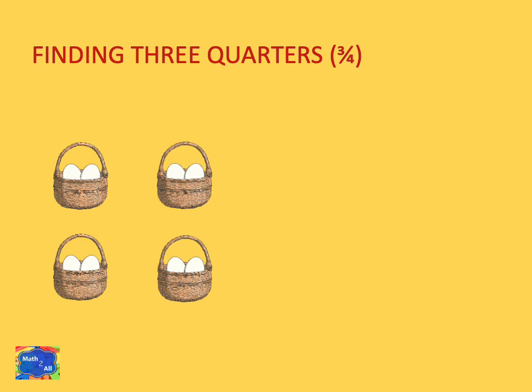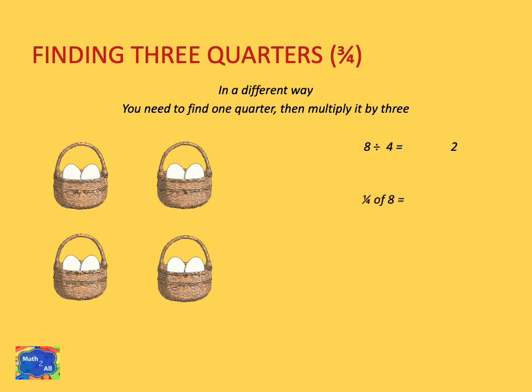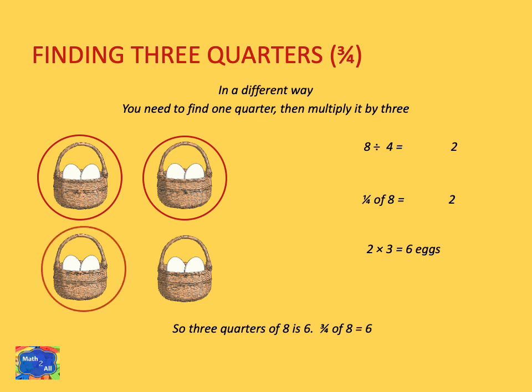In a different way, you need to find 1/4, then multiply it by 3. To find 1/4, don't forget, you need to divide by 4. 8 divided by 4 equals 2. 1/4 of 8 equals 2. Now we want to find 3/4. We will multiply 2 by 3. 2 multiply 3 equals 6. 1/4 equals 2. 2/4 equals 4. 3/4 equals 6. So 3/4 of 8 is 6.